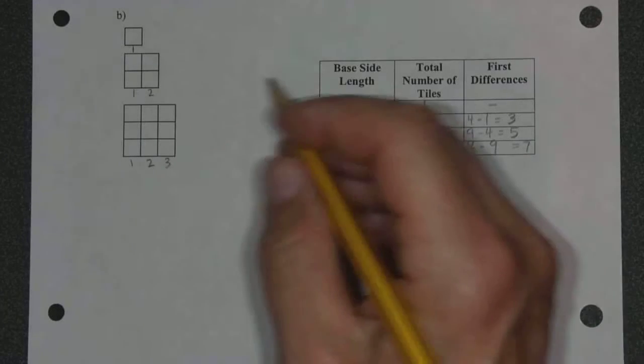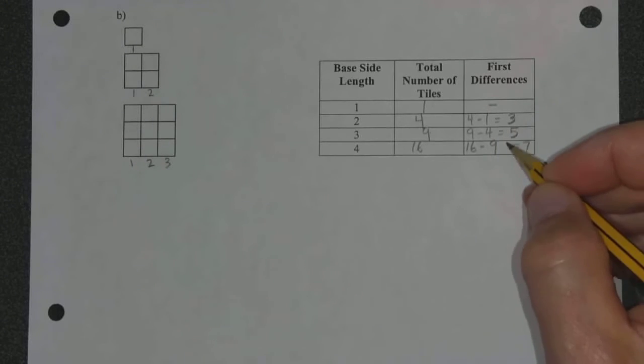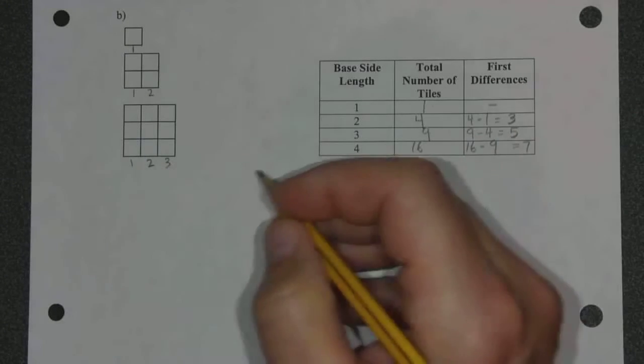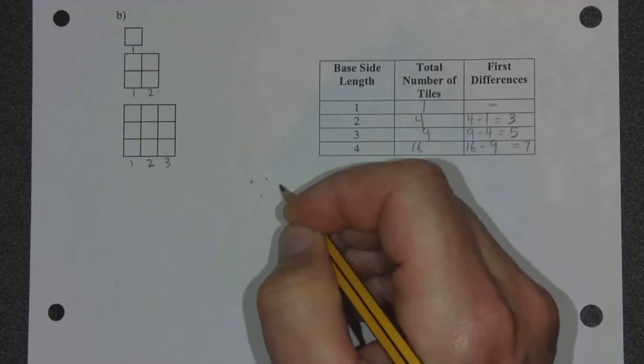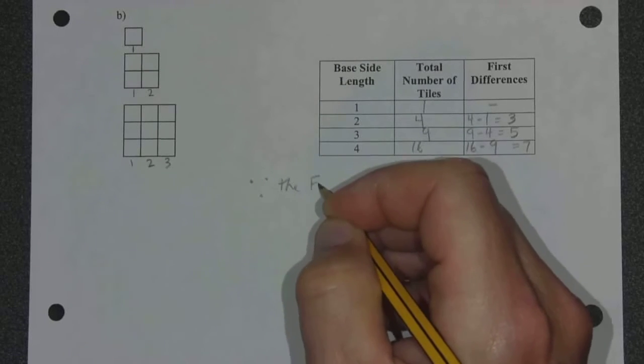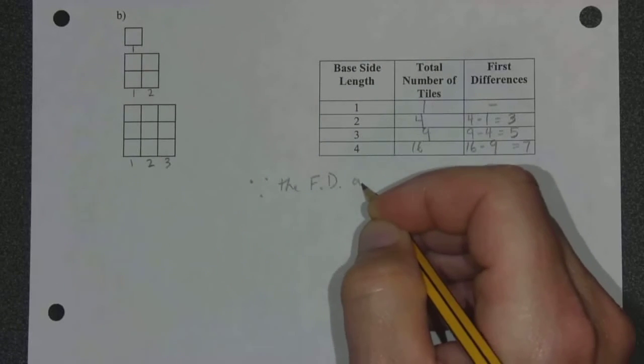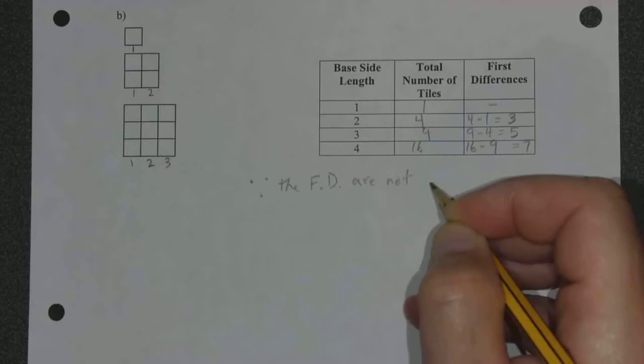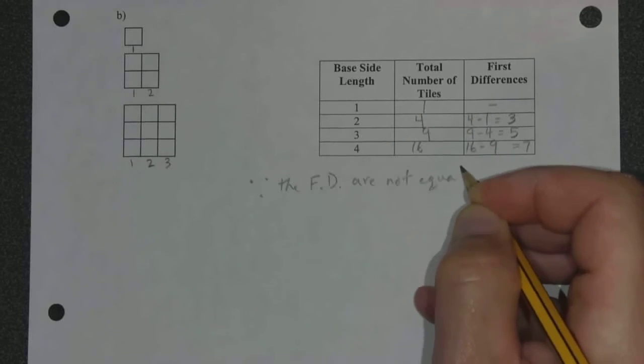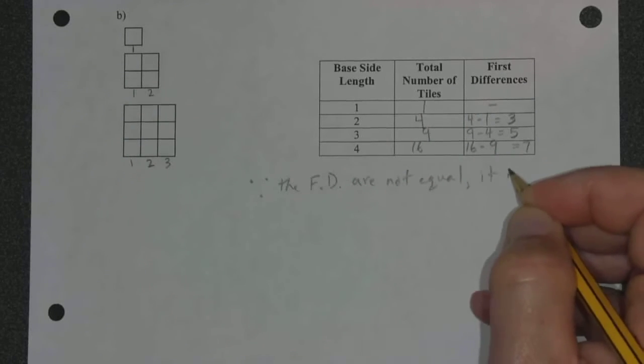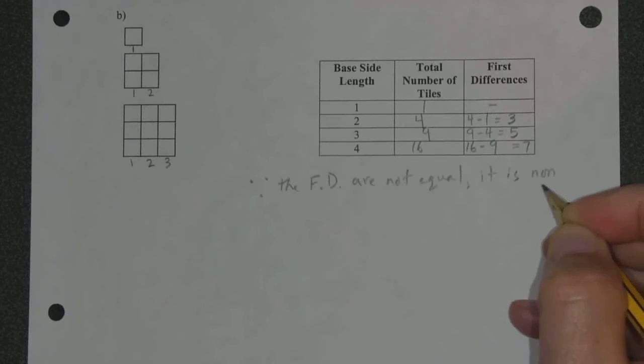And now again, linear or nonlinear, well, the first differences are not equal. So since the first differences are not equal, it is non-linear.